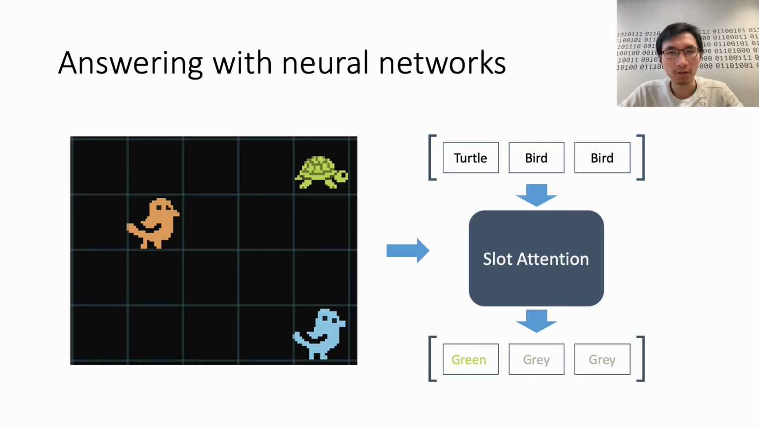Let's consider the specific example of slot attention, which also uses cross-attention. Here we are given the image with two birds and a turtle, and the query set with two birds and a turtle. But here, unfortunately, the output becomes green, gray, gray, and not green, orange, blue. And the reason for that is because slot attention is permutation equivariant, which, as we just mentioned, should be a desirable property. But actually, it is a bit too strict, because if a permutation equivariant function is applied on two equal elements in a set, then the output of those two elements will also be the same.